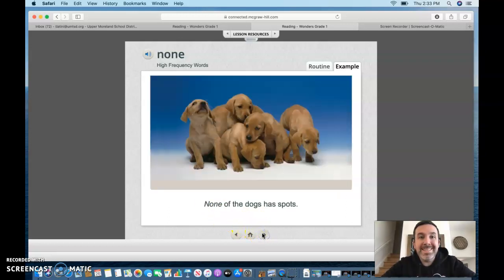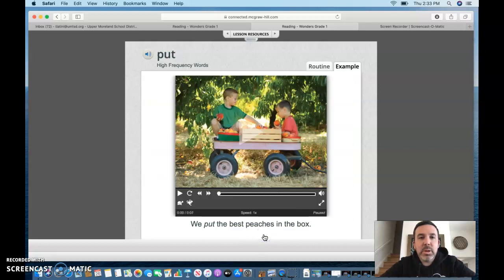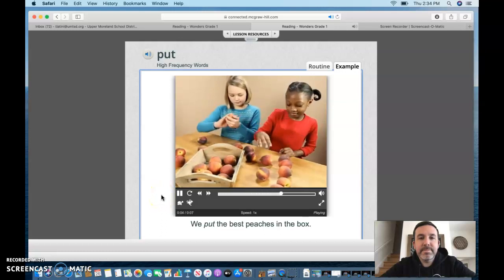Next word is the word none. None of the dogs has spots. Say that word, none. Great. The next word is the word only. This sheep has only 1 lamb. Only. Can you say that word? Excellent. Next is the word put. We put the peaches in the box. Can you say that word? Put? Excellent. Put. This is the word put. Say it with me. Put.